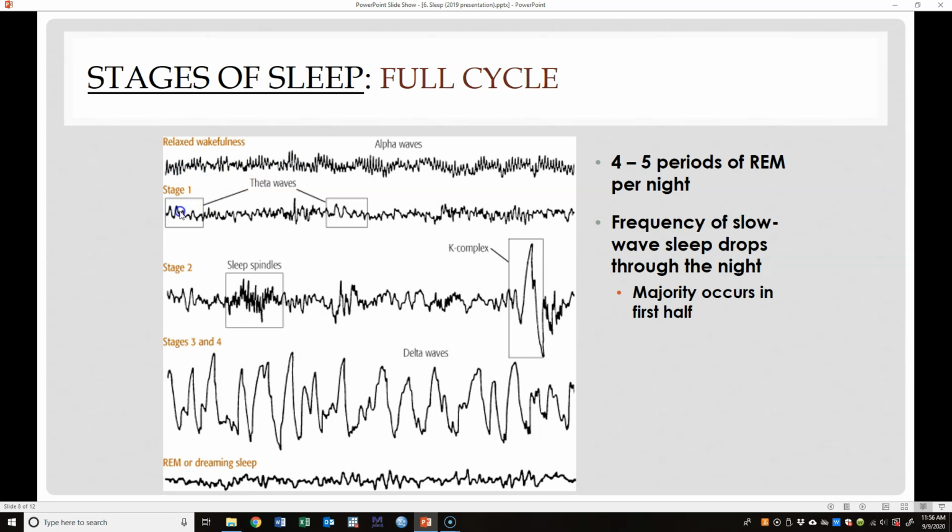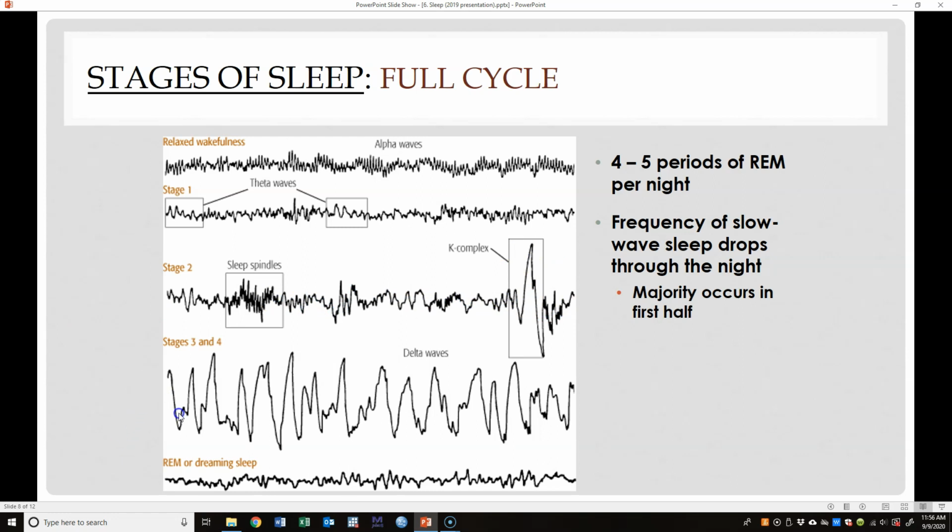Okay, stage 1, we start to see these theta waves. Theta waves start to get bigger and farther apart, and then we maybe transition back into some alpha or beta, and then we're back into theta. Okay, we get into stage 2, we've got more theta activity. Here's our sleep spindles, back to theta, theta, theta. Here's my K complex.